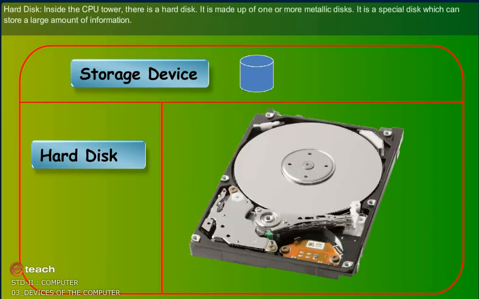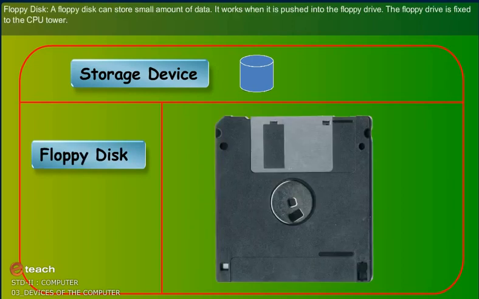Hard disk. Inside the CPU tower, there is a hard disk. It is made up of one or more metallic disks. It is a special disk which can store a large amount of information. Floppy disk. A floppy disk can store a small amount of data. It works when it is pushed into the floppy drive. The floppy drive is fixed to the CPU tower.